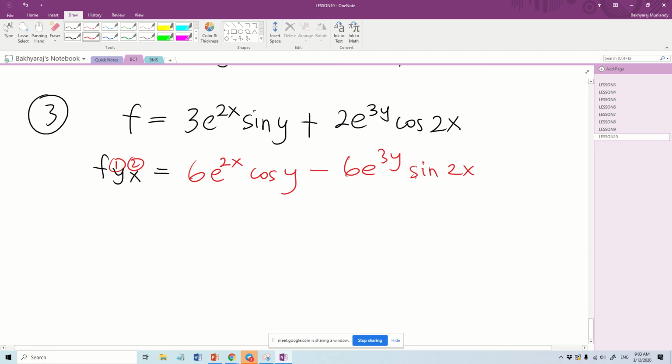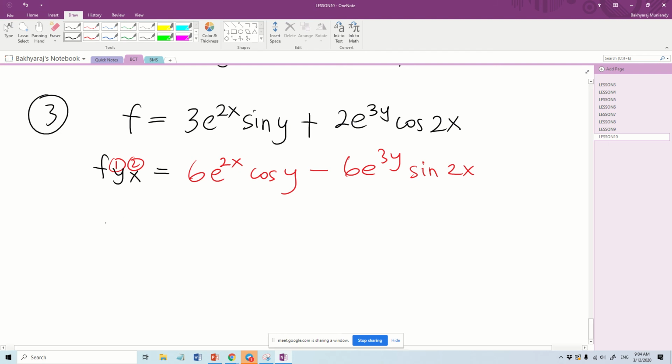Ada siapa-siapa ada jawapan lain? Okay, want to discuss also? Okay, so kalau tak ada, yes, Devin. Sir, the front one I get it, but the behind one I get negative 4 exponent 3y sin 2x. Okay, we check again, don't worry. Okay, so now I go for the answer.